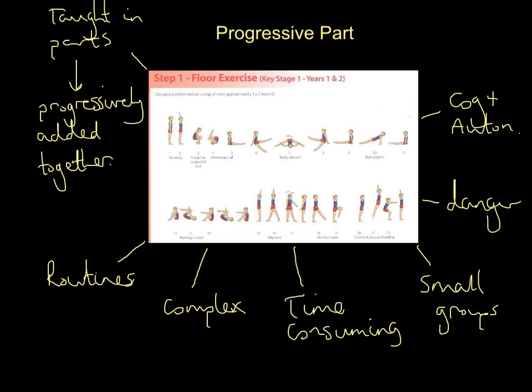This one, great for cognitive and autonomous. Like I've said, these are cognitive performance key stage 1 years 1 and 2. These are elite level gymnasts, but equally, elite level gymnasts will not just put their Olympic routine together in one go and practice it. They will progressively add it together part by part, stage by stage.